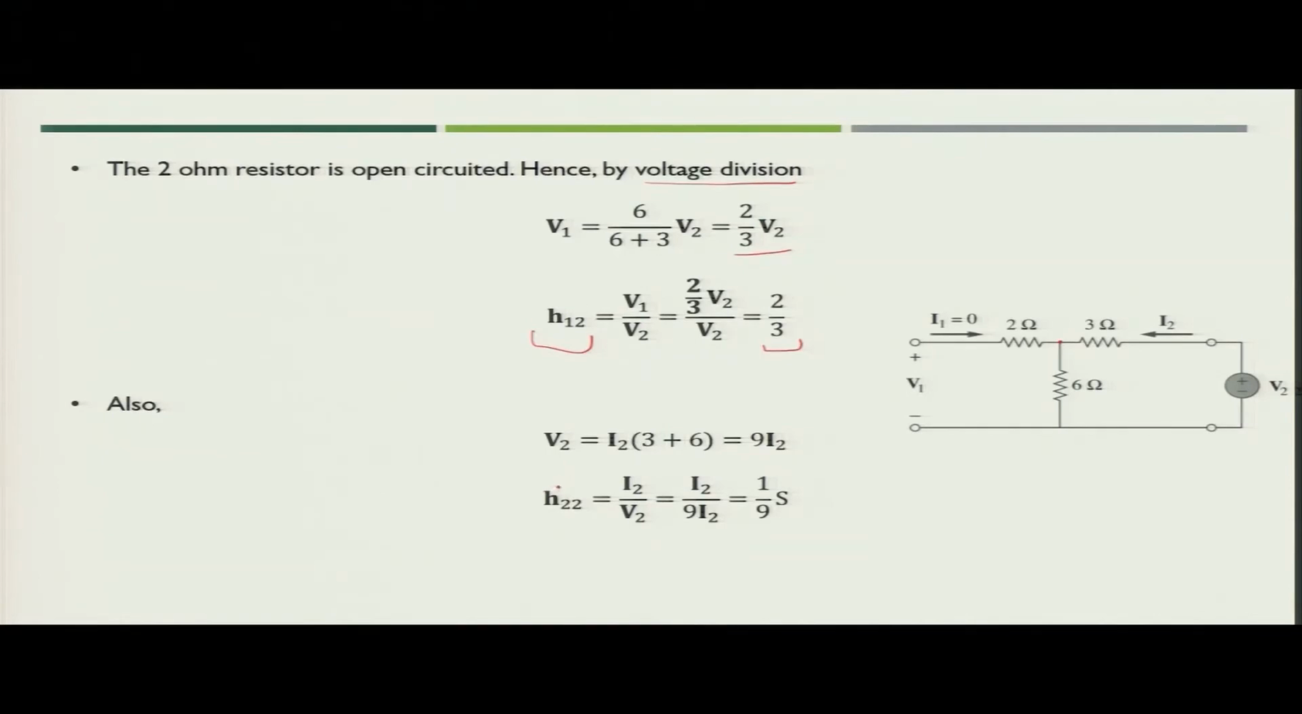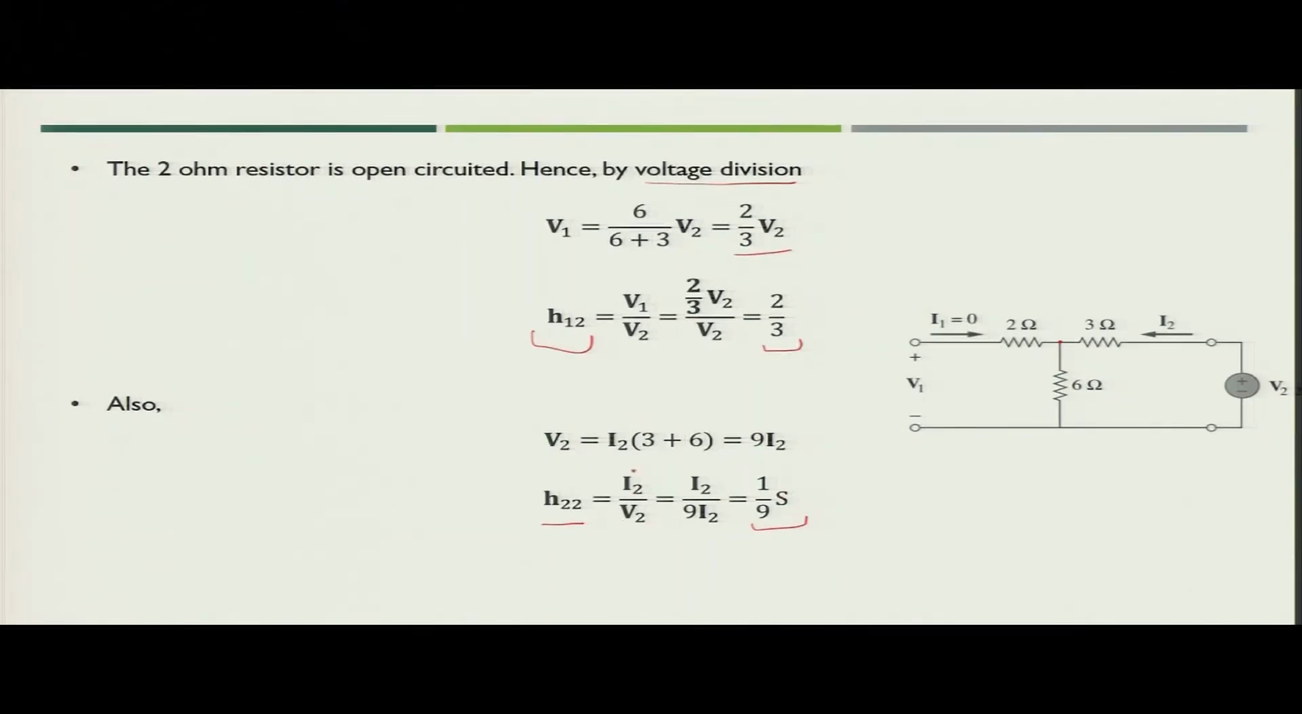Now also you can say that V2 is equal to I2 into 3 plus 6, because V2 is applied across this, and there is no current flowing through the input port, that is I1 equal to 0. So V2 is equal to I2 into 3 plus 6, that is 9 I2. So you can simply find the value of H22, that is I2 upon V2, that is 1 by 9, and this value will be in Siemens.